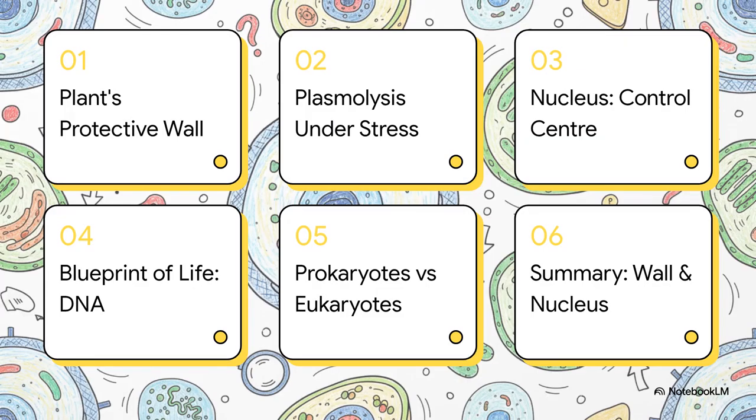So, here is our plan for today's lesson. We will begin with the plant's protective wall. Then, we will look at a process called plasmolysis. After that, we move to the nucleus, the control center, and understand DNA. We'll also compare two major types of cells, prokaryotes and eukaryotes, and then finish with a quick summary.